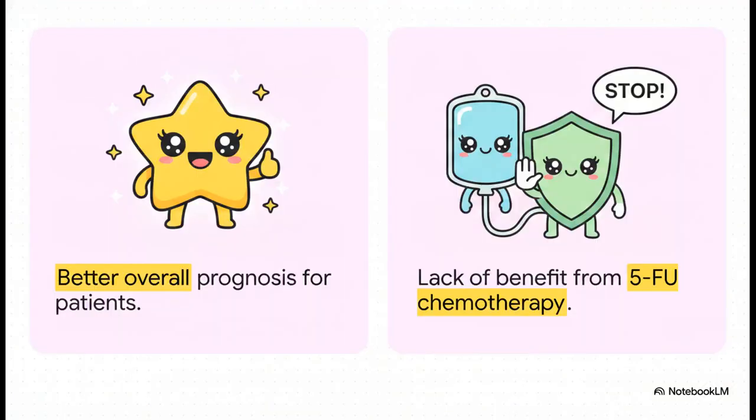And the plot twist goes even further for early-stage disease. Take stage 2 colorectal cancer, for instance. Knowing a patient's MSI status here does 2 massive things. First, it predicts a better natural overall prognosis. But second, it actually spares patients from undergoing harsh 5FU chemotherapy. Why? Because the data clearly shows MSI-H tumors in this stage just do not benefit from it. We literally save patients from totally unnecessary toxicity.